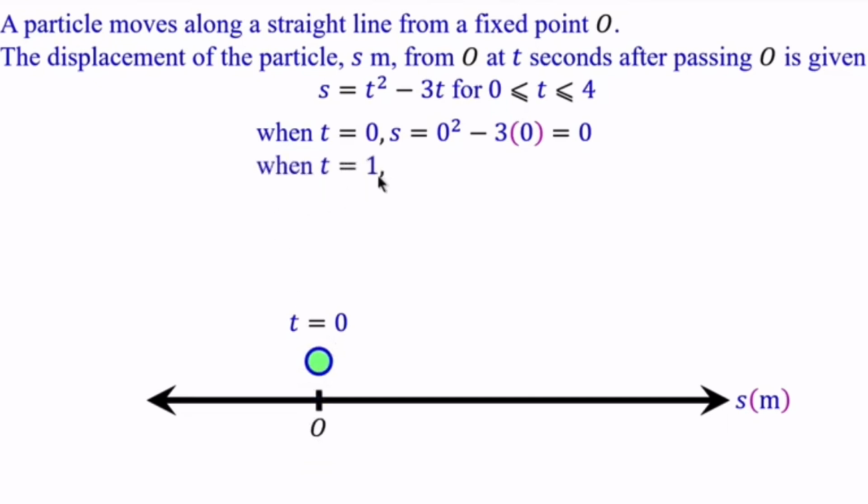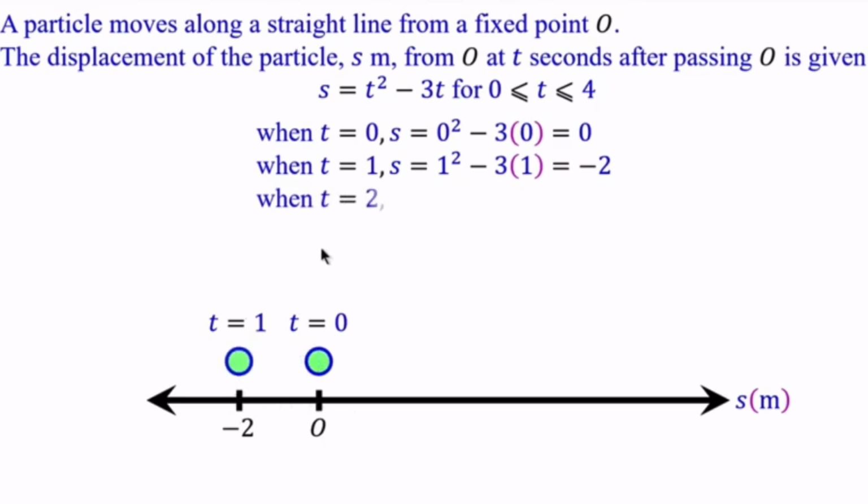When t equals 1, where is the particle displaced to? When we substitute, s is equal to 1 squared minus 3 times 1, so we get -2. It means the particle is moving to the left of the fixed point O, right? At t equals 1, the particle is displaced -2 meters, which is to the left of the fixed point.